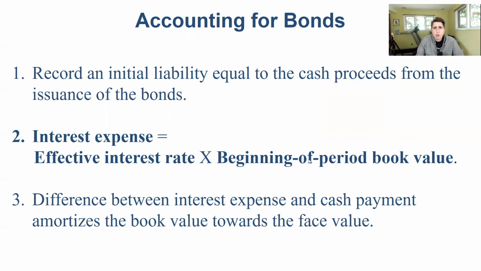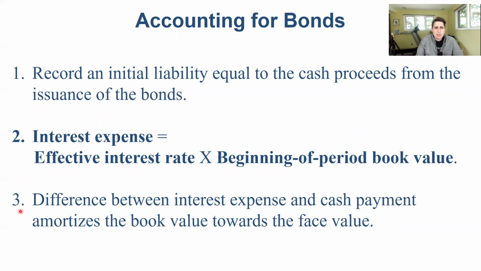So we can solve, and let me get my laser pointer. We can solve for the effective interest rate by rearranging this equation. If you divide each side by the beginning of period book value, you get that the effective interest rate is equal to interest expense divided by the beginning of period book value. So we'll be using this formula.